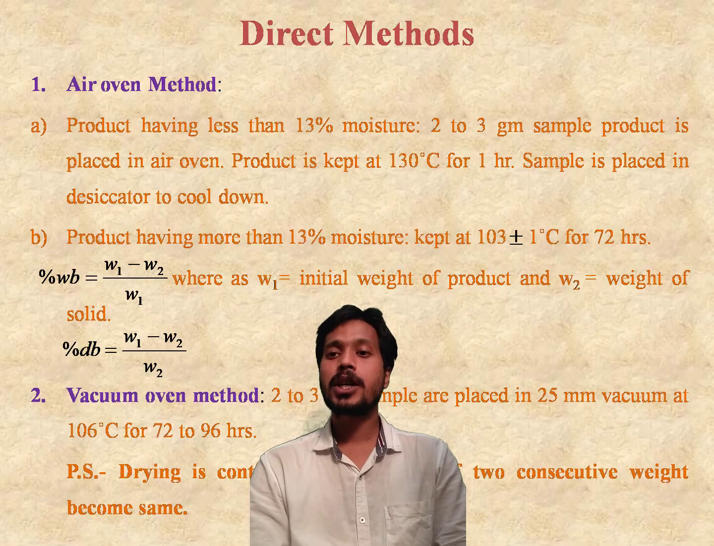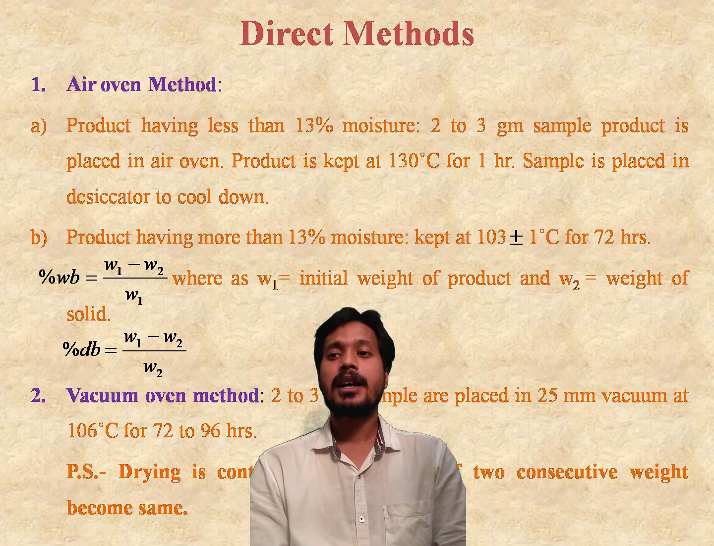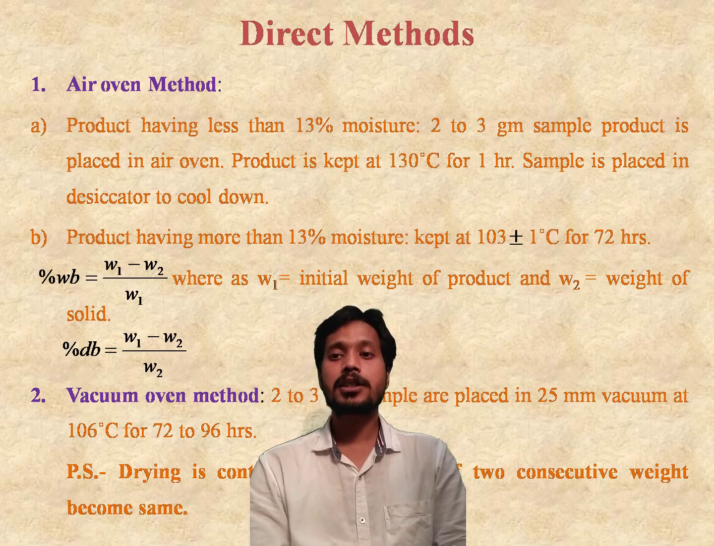2 to 3 gram sample of product is placed in air oven. Then product is kept at 130 degrees Celsius for 1 hour, and then the sample is placed in desiccator to cool down. For product having more than 13% moisture, we do the drying at 103 degrees Celsius plus minus 1, some error, for 72 hours.